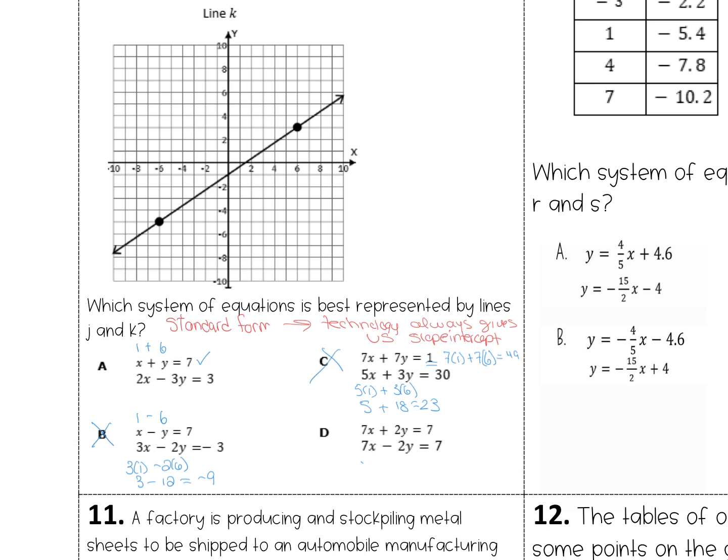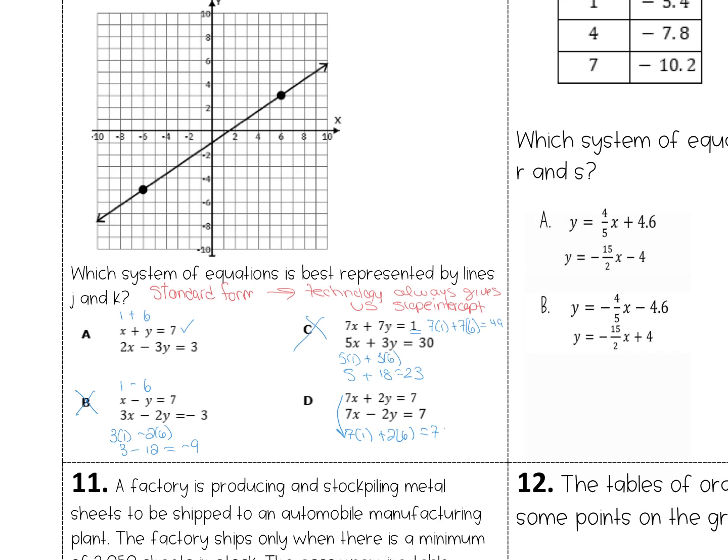The next one, if I have 7 times 1 plus 2 times 6, that's the top one I plugged into. That's going to equal 7 plus 12, which equals 19. On the bottom one, 7 times 1 minus 2 times 6, sorry, it's a minus, is going to make 7 minus 12. That's going to equal negative 5. So it doesn't work here. So the only one that it works on is here.